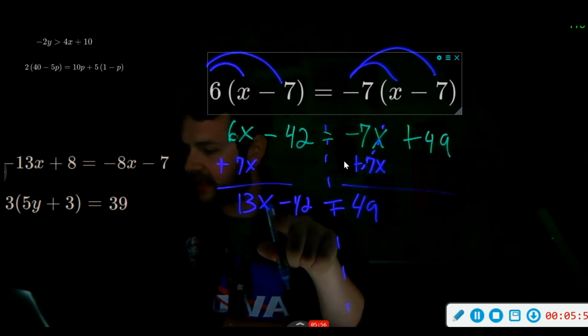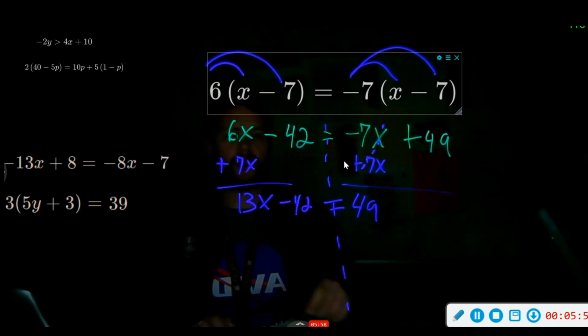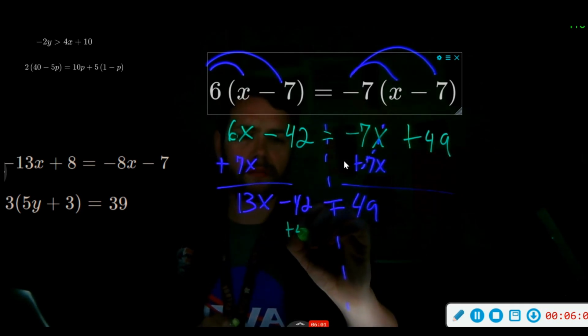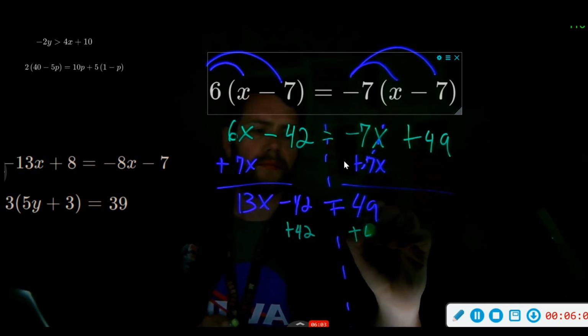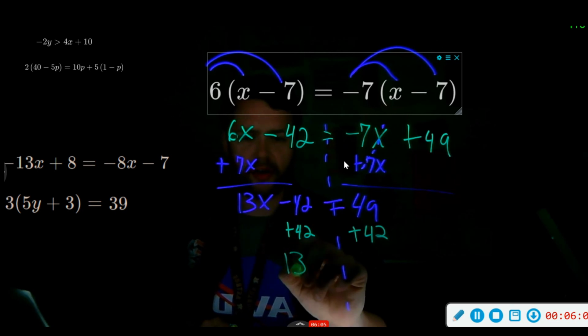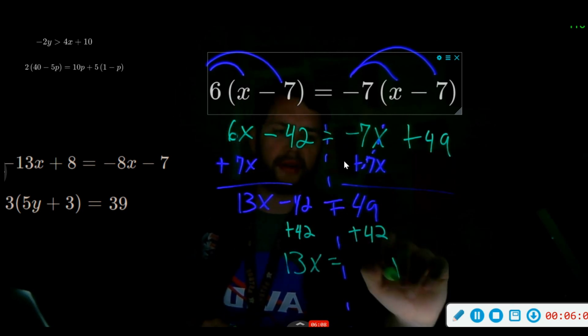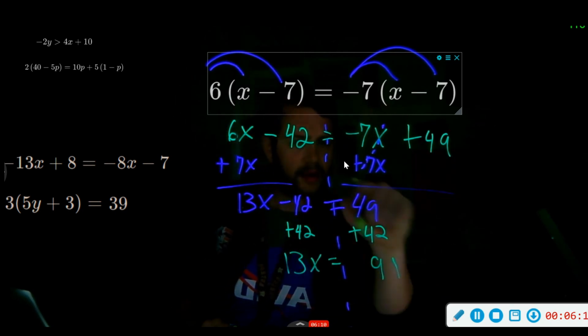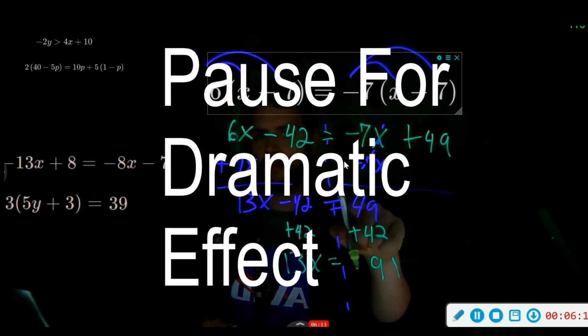And I want to get this x still by itself. So now what we're going to do is add that 42 to both sides. Let's see if I can do this in my head. 13x equals, that's 11, 8, 91? Am I doing this right?